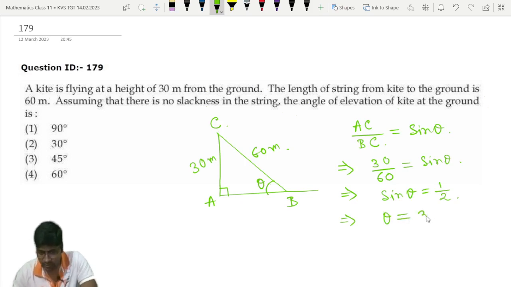Sin 30 is equal to half. Theta is equal to 30 degree. So option 2 is the correct answer. Okay, option 2 is the correct answer.